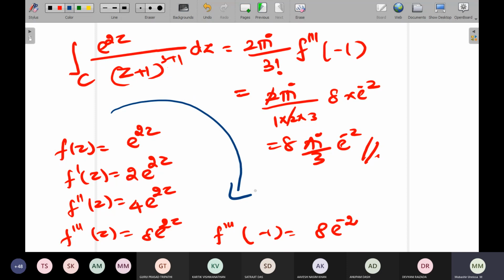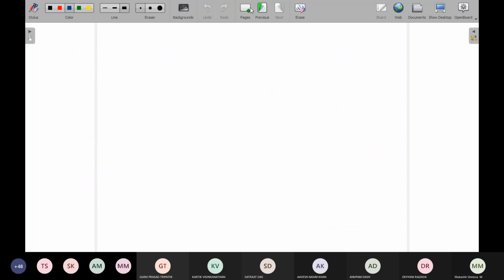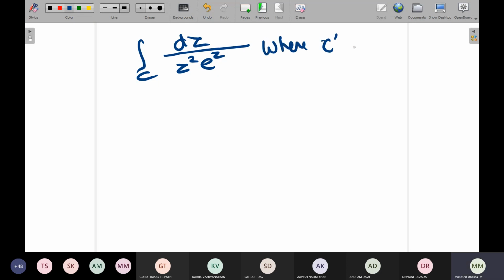Now you are going to tell me what we have to apply. Evaluate the integral over C, dz divided by z square into e power z, where C is mod z equal to 1.